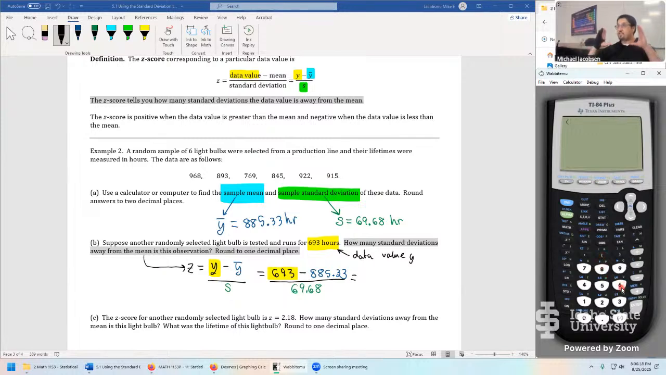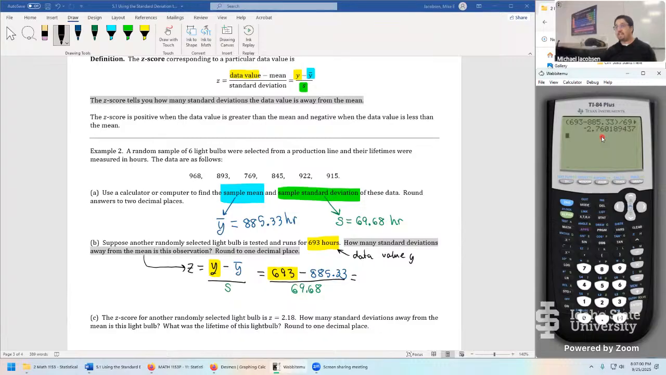If I wanted this all in one line in the calculator, we have to start with parentheses because of the fraction being one entire group. So parenthesis 693 minus 885.33. Close those parentheses there, and that's the numerator. Hit division by 69.68. It's kind of annoying how part of your computation disappears off to the left. Actually, the T83 just would put a new line down below, which is convenient. So if you have to see your calculation, just use the left arrow to bring it back. Or if you need to see the right side, use the right arrow to bring it back.